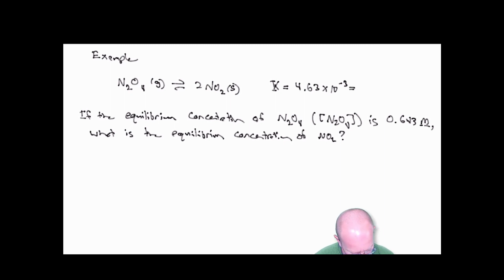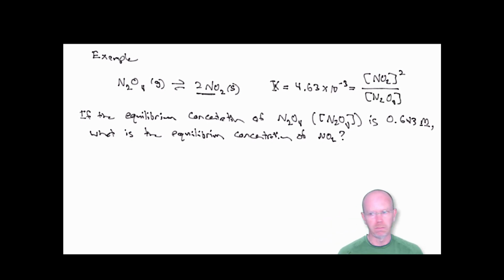So what we need to do is write the products over the reactant. The product here is NO2, and its stoichiometric coefficient is 2, so I'm going to square that. Then I'm going to divide by the reactant here, N2O4, and the stoichiometric coefficient is 1, so I don't have to mess with anything there. Now I've got an equilibrium expression, and I've got the equilibrium constant, which was told to us, so it must have been measured at some point.